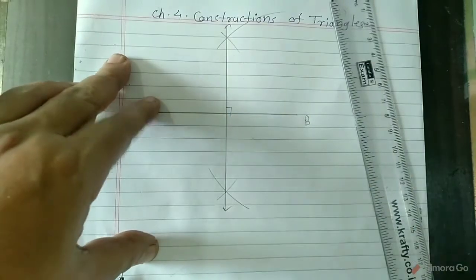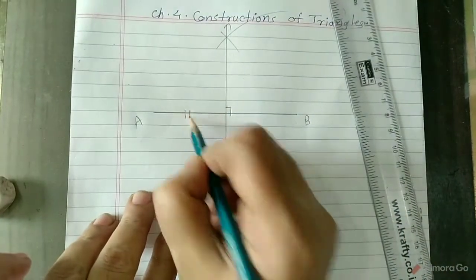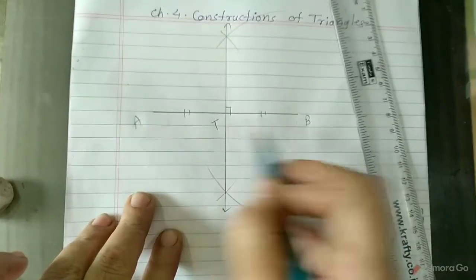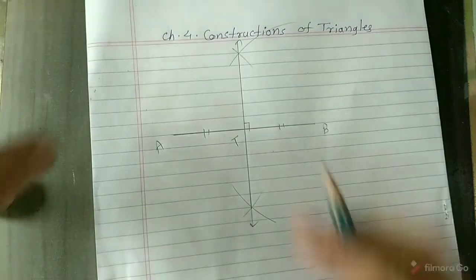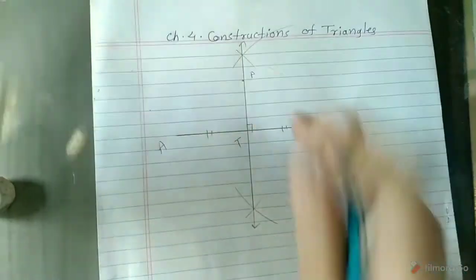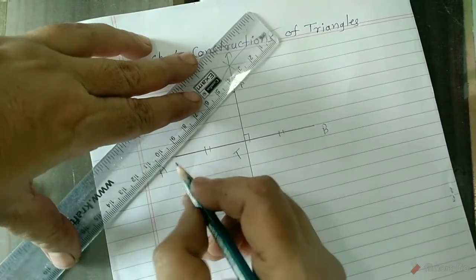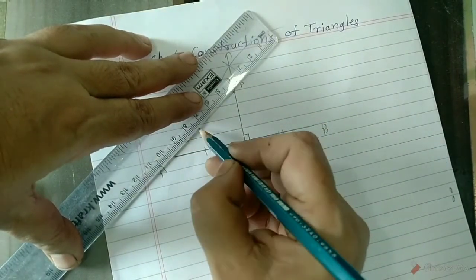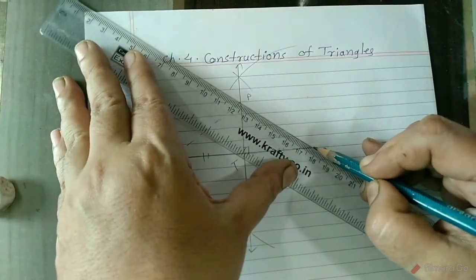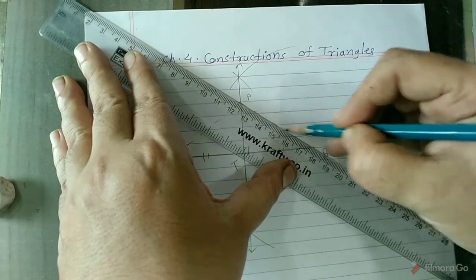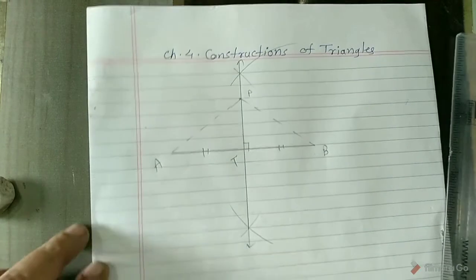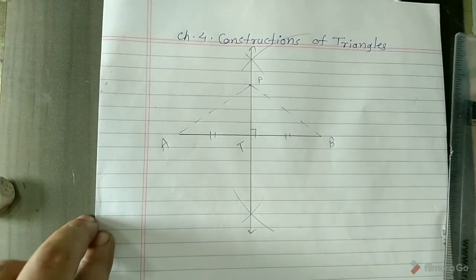So this is 90 degrees, and we name this point T, and these two sides AT and TB become equal. When I take any point here, I take a point P and join AP, and here I also join PB. Here AP and PB are also equal. So this we call a perpendicular bisector.